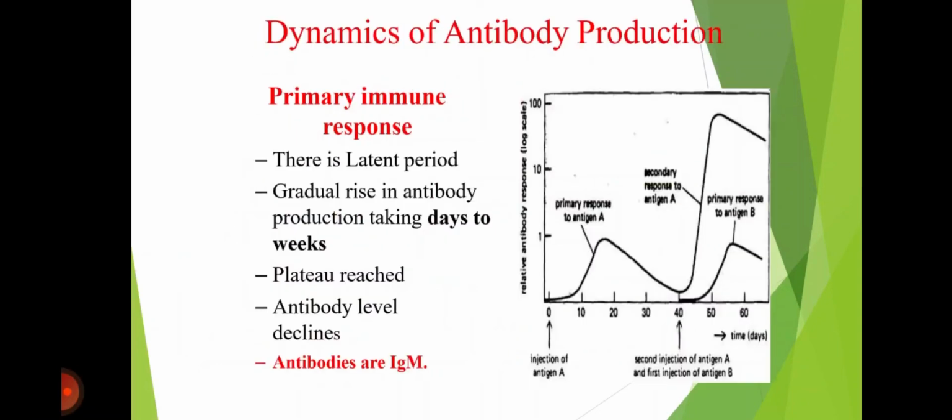Now, dynamics of antibody production. There are two types: primary immune response and secondary immune response. In the primary immune response, there is a latent period, then a gradual rise in antibody production taking days to weeks, a plateau is reached, then antibody level declines, and the antibodies are IgM. We can plot the diagram as I have shown in this figure.